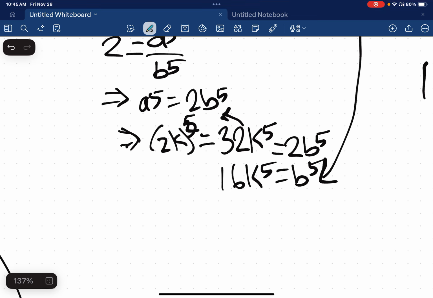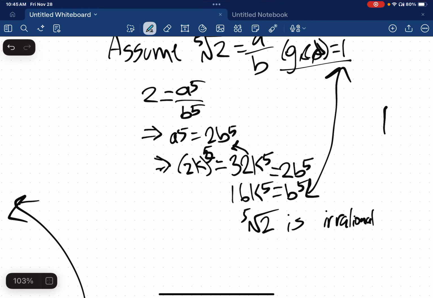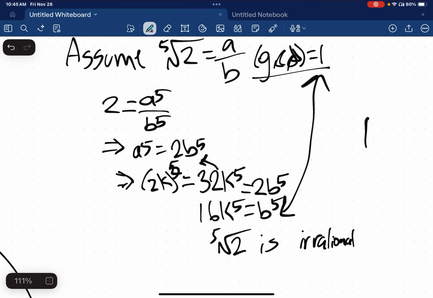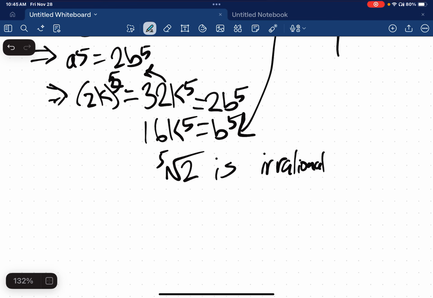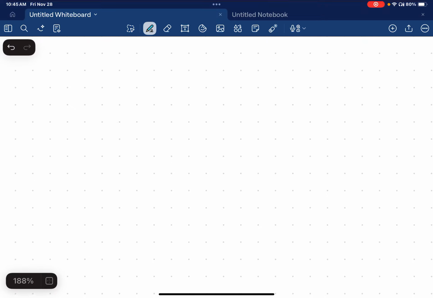They're both even. It contradicts what we said. Therefore, the fifth root of 2 is irrational. Basically, what we're just trying to prove for most of these irrational stuff is that their greatest common denominator is not 1. The proof of a rational number is that these two numbers' greatest common denominator has to be equal to 1. So if we're able to not prove that, then that shows that it is irrational.